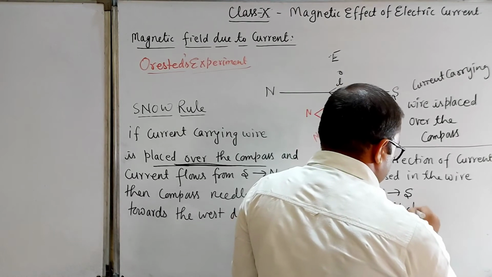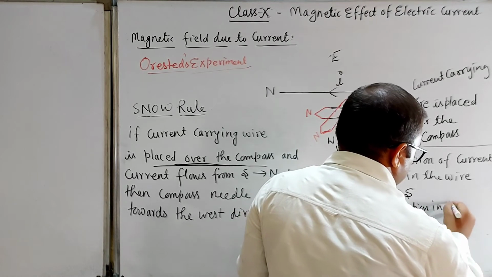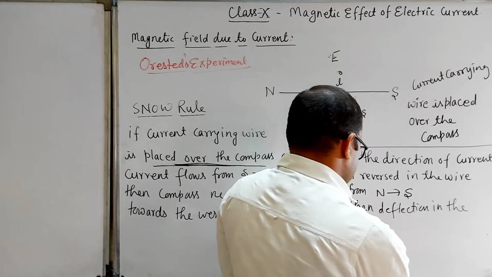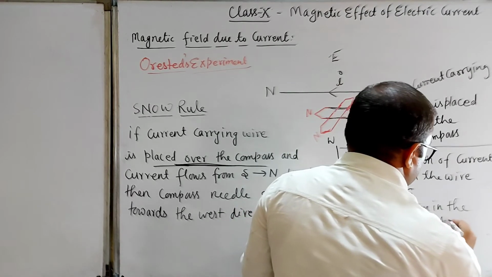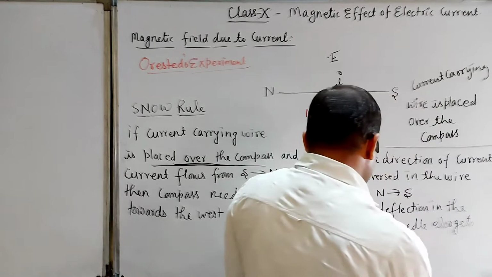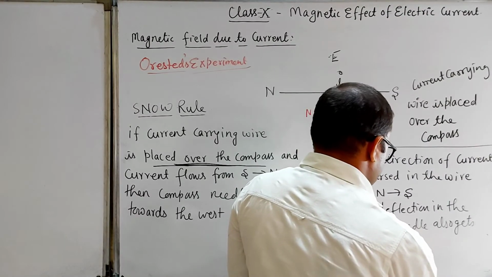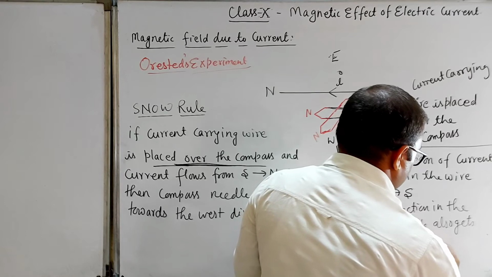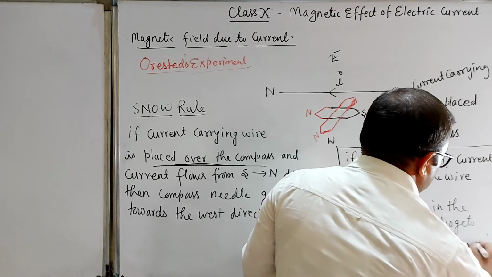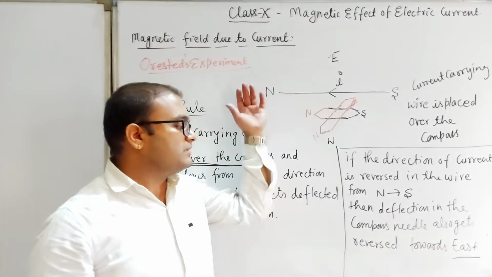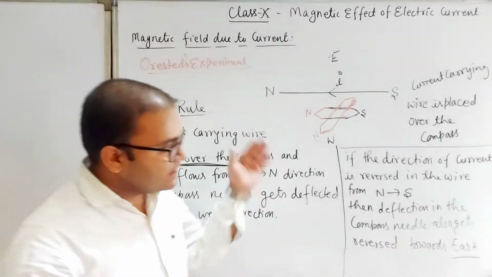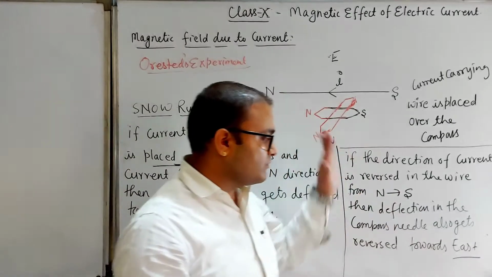Then the deflection in the compass needle also gets reversed, meaning towards the east. In the first case the deflection was towards the west, now the deflection will be towards the east, and the condition is similar, that the wire is placed over the compass.